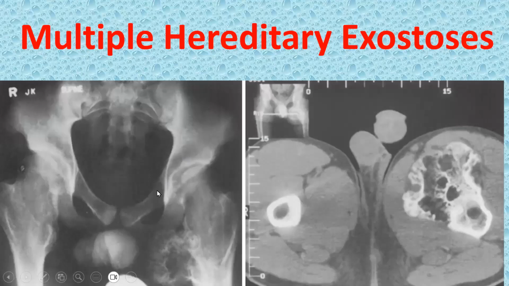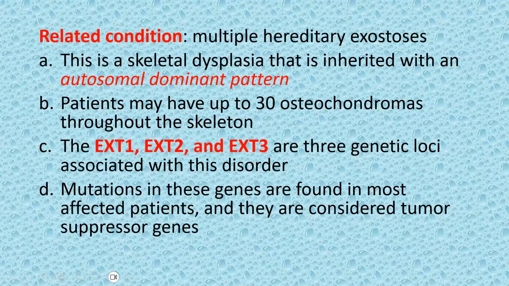Multiple hereditary exostosis. I repeat, multiple hereditary exostosis. This is a skeletal dysplasia that is inherited with an autosomal dominant pattern. Patients may have up to 30 osteochondromas throughout the skeleton. The EXT1, EXT2, and EXT3 are 3 genetic loci associated with this disorder.